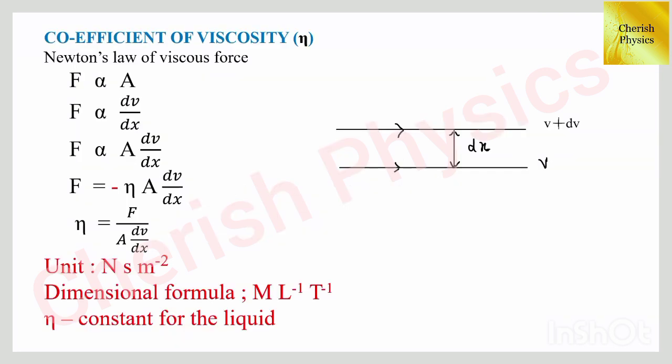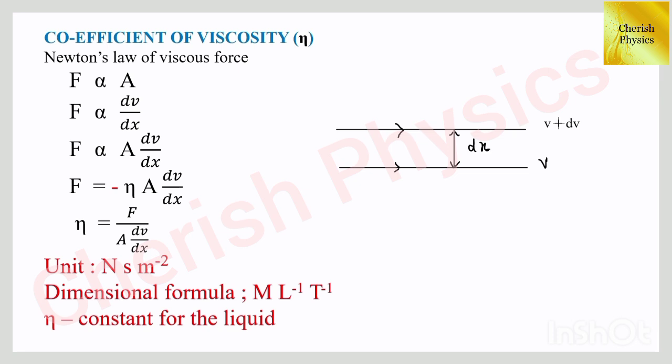Next, let us see the coefficient of friction. It is denoted by the Greek letter eta. Frictional force is an opposing force, so Newton's third law comes into play here. By Newton's law, the viscous force depends upon the area of cross-section of the tube and the velocity gradient. In the diagram, I have considered two layers of thickness dx, one with velocity v and another with velocity v plus dv.